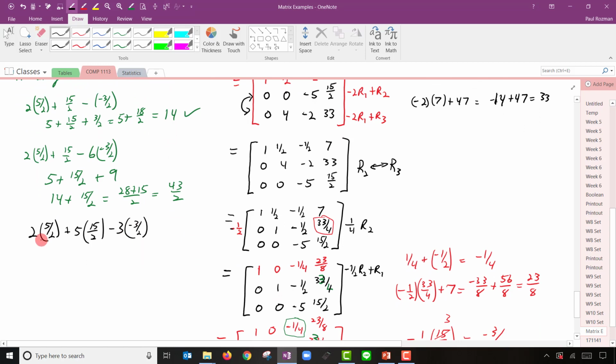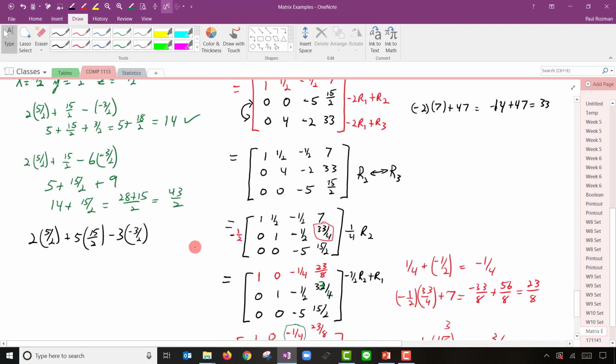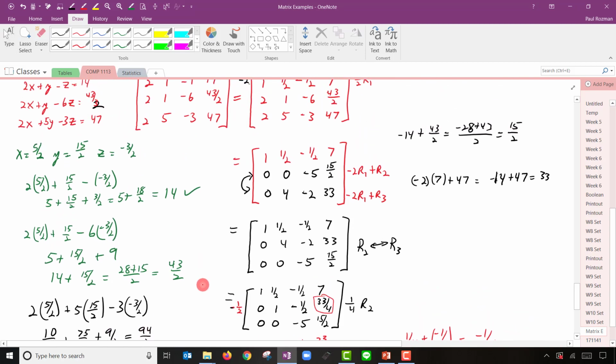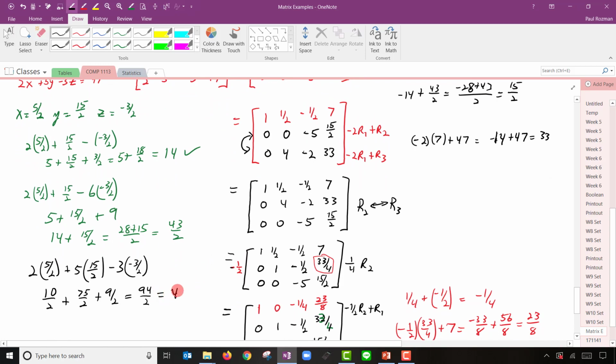Let's see. It might be easier to leave this all in halves. Let's do that. Let's say it's 10 over 2 plus 15 times 5 is 75 over 2. And then plus 9 over 2 gets us to 85, 94 over 2. And what are we aiming for? Is that 47? Sure it is. Whew. Well, it all checked out.